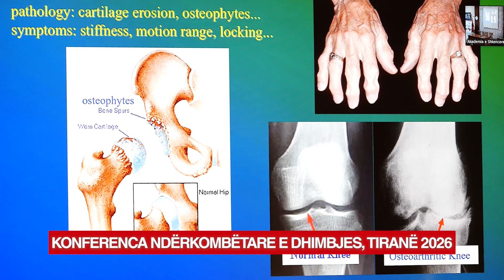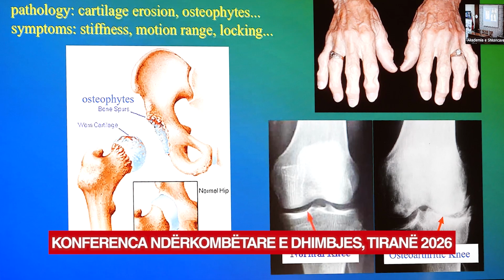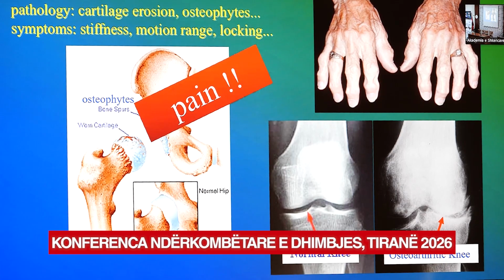We have on the screen now some photos and images of arthritic bones. The pathology is quite agreed that the main problem is cartilage erosion, also other things like osteophytes, but it's the erosion of cartilage that is the main issue, which leaves the bone ends, the epiphyseal bone ends, in direct contact with one another, bone on bone. And this causes the various symptoms of osteoarthritis: stiffness, limited motion range, locking. But in our present presentation, what really, I suppose for most patients, is most important is pain.